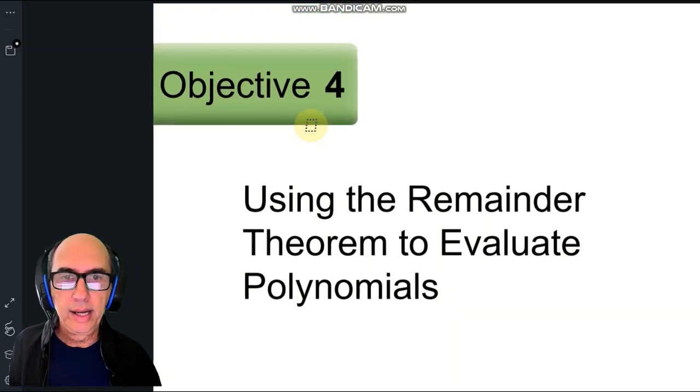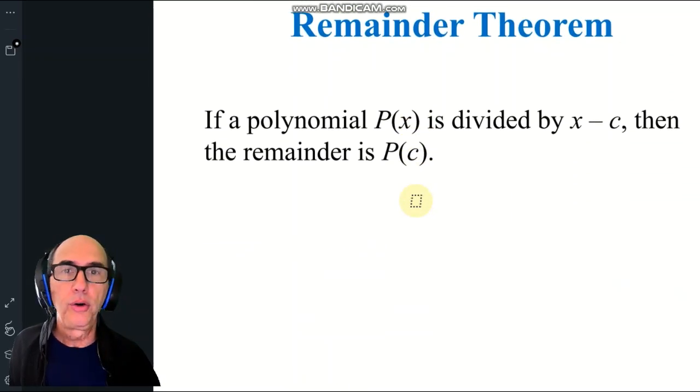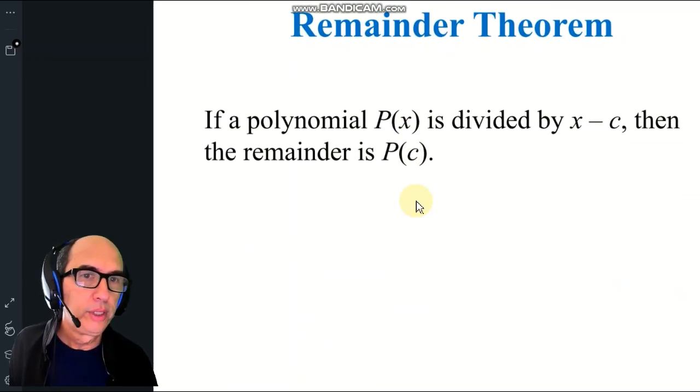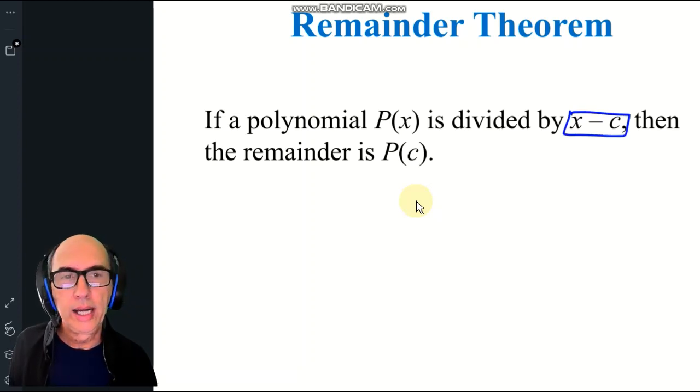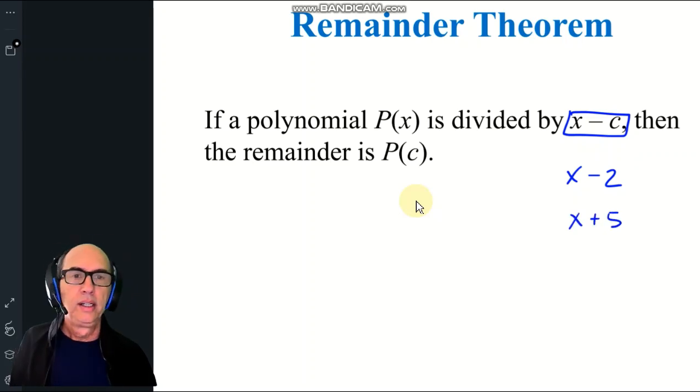Another rule that is pretty useful is the remainder theorem. Let me explain how it works. It also only works if we are dividing by x minus a number or x plus a number. You need to have something like a polynomial divided by x minus 2, or a polynomial divided by x plus 5.